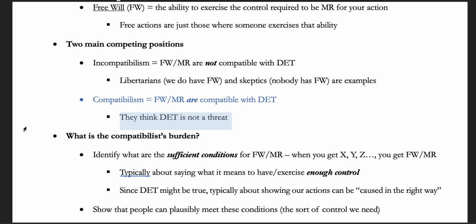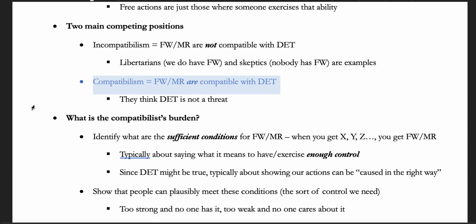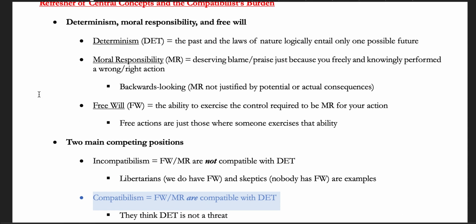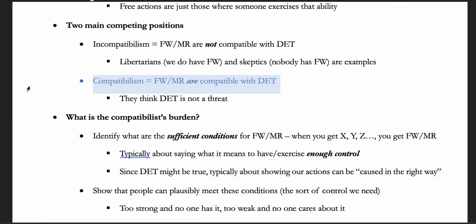So this is the view we're going to focus on, in particular two certain kinds of compatibilism. But what does the compatibilist have to do here? McKenna starts by saying, look, what's the compatibilist burden? What do they have to show? And this should remind you of Kane's incompatibilist mountain. If we start with the question, is determinism a problem for free will? Compatibilists say no. And what does that mean? Well, they have to first identify what conditions are required and enough for free will and moral responsibility.